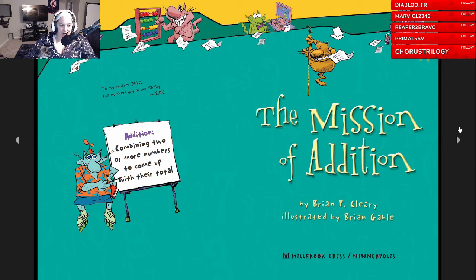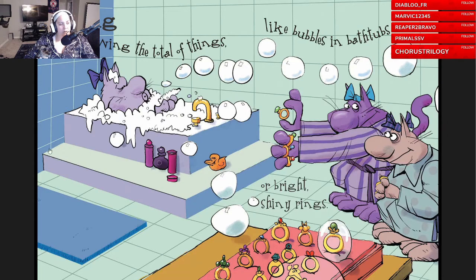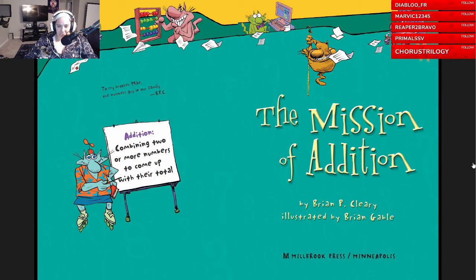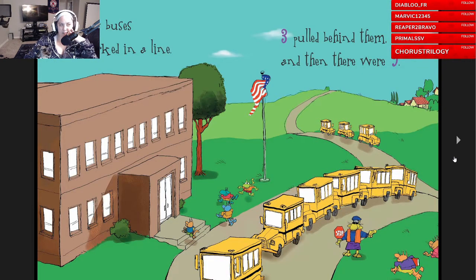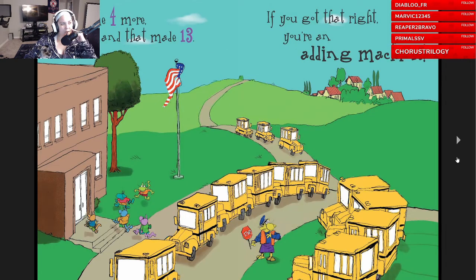Addition, combining two or more numbers to come up with their total. Addition is growing the total of things, like bubbles in a bathtub, or bright, shiny rings. 6 yellow buses were parked in a line, 3 pulled up behind them, and then there were 9. Along came 4 more, and that made 13. If you got that right, you're an adding machine.